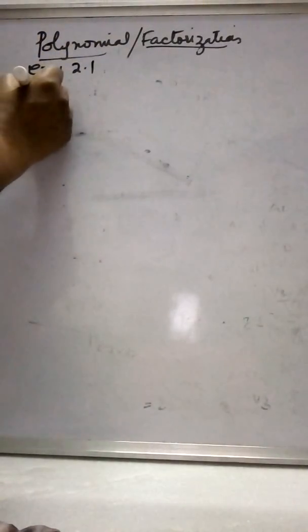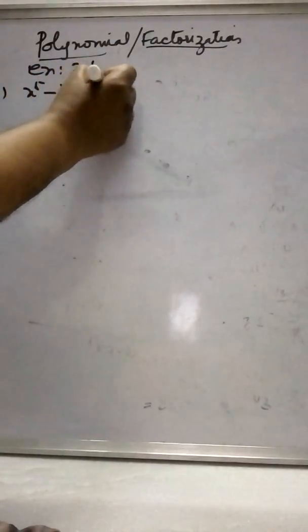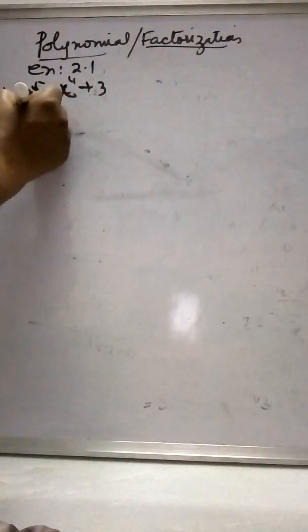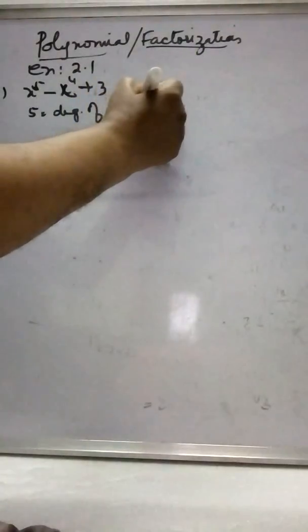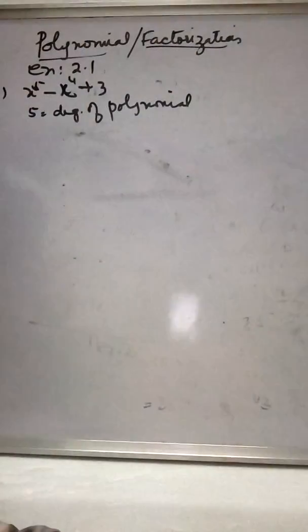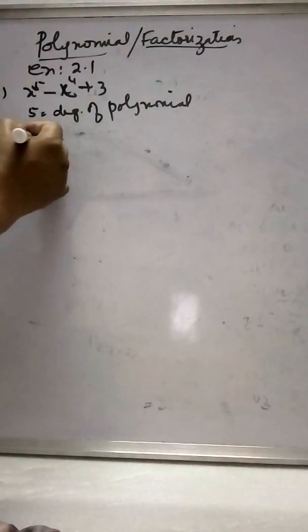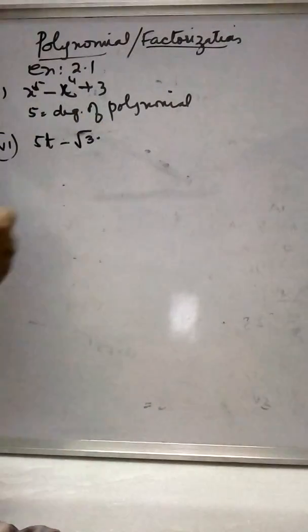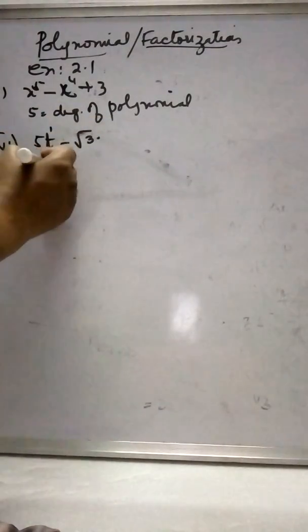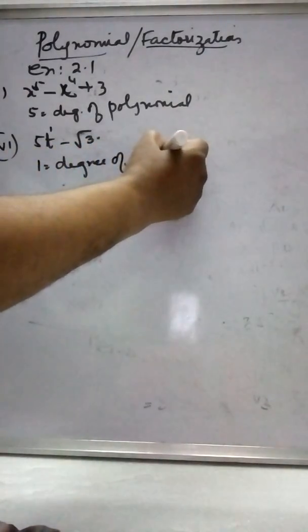I have to find out the degree of x to the power of 5 minus x to the power of 4 plus 3. So the highest power, that is 5, is called the degree of the polynomial. Okay, second one I'm taking separately. This is the sixth problem in your exercise, that is 5t minus root 3. Here the power of t is 1, so the degree of the polynomial is 1.